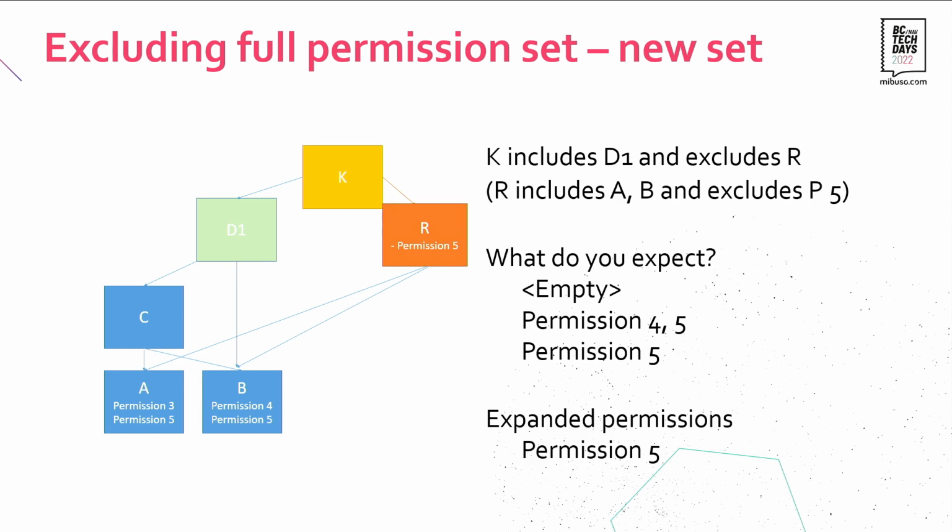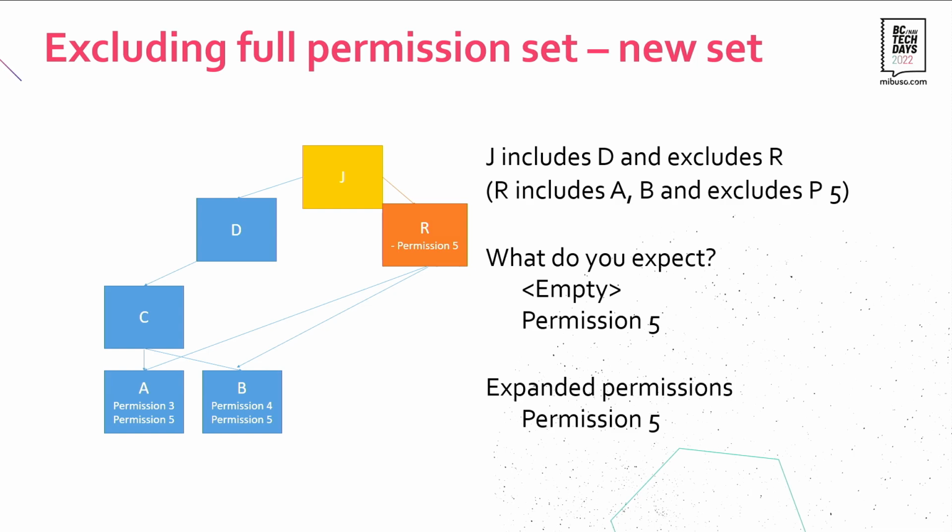The whole idea is it does not matter how the permission set is structured internally. Whether in all of these examples, I'll just take this one again. If we had defined D as just being permission 3, 4, and 5, not including anything else, just permission 3, 4, and 5, you would have gotten exactly the same results. It does not matter how it's internally structured.